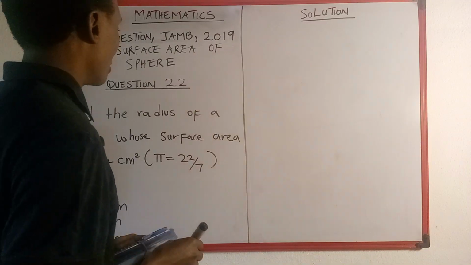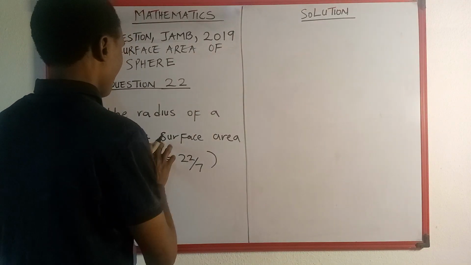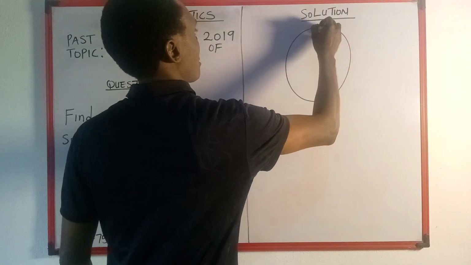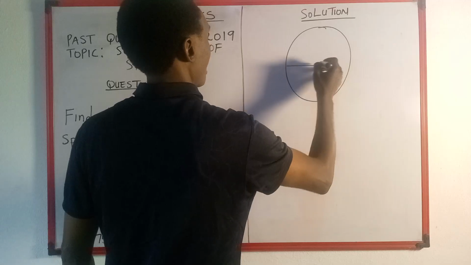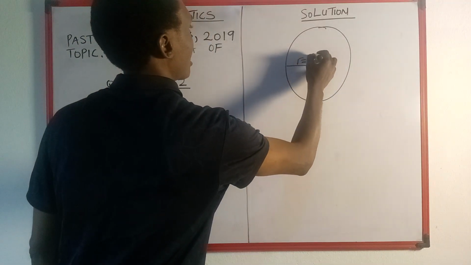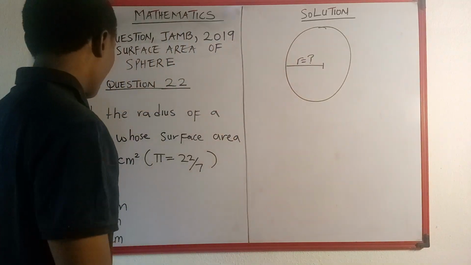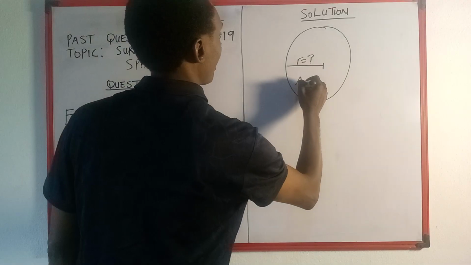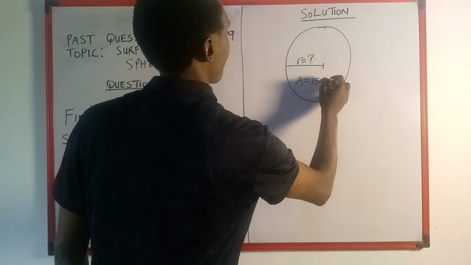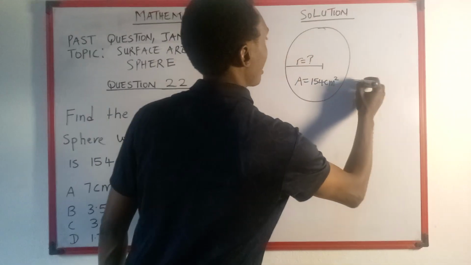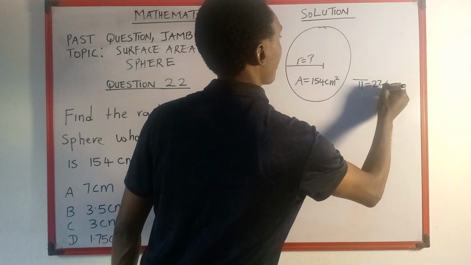Okay, so they say we should find the radius. First of all, let's know the area of a sphere, because this is a sphere. Okay, so there's a radius. And from the question, the radius is given as question mark. That's what we're looking for. What again? The area is what? 154. So area 154 centimeter square. Our pi, which is a constant, is given as 22/7.